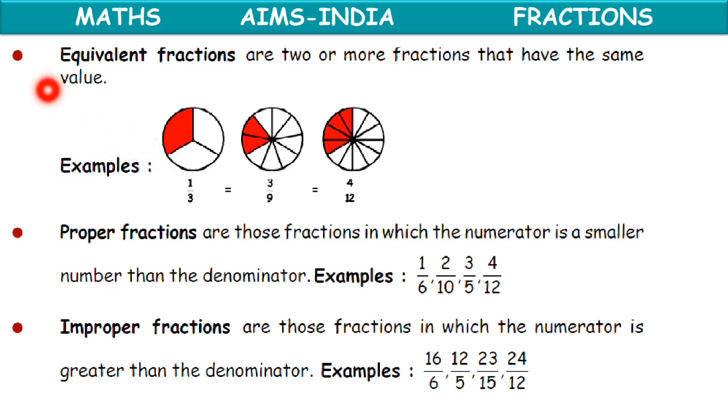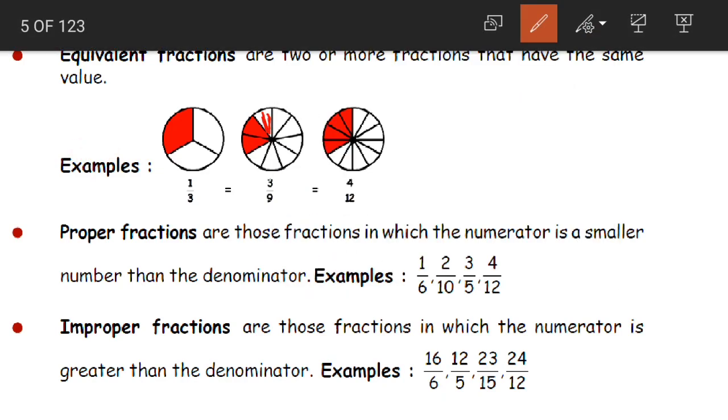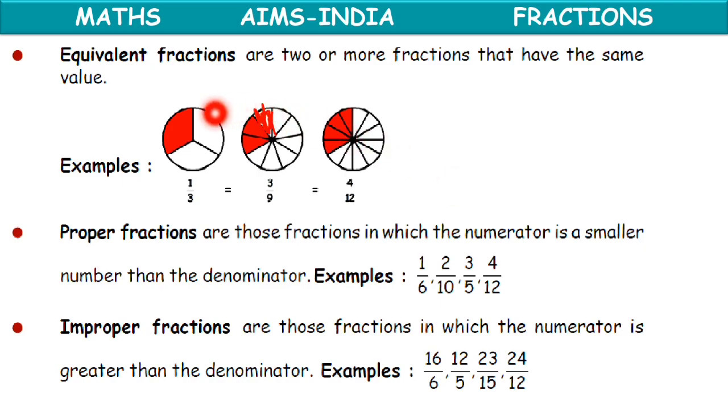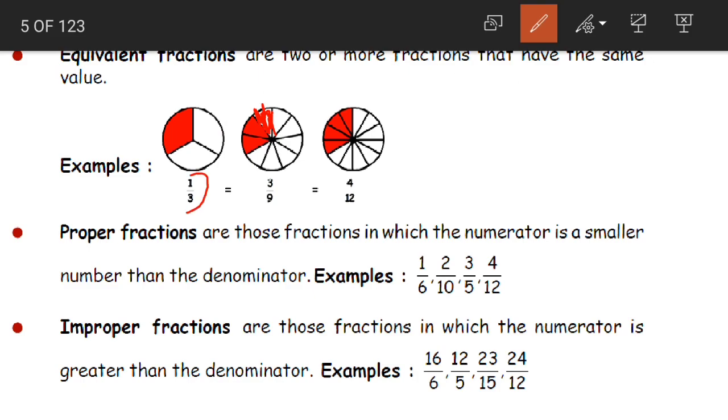Next, equivalent fractions. What is this? Equivalent fractions are 2 or more fractions that have the same value. Here it should be 3. 3 parts should be shaded. Okay. So what are they saying? When 2 or more fractions have the same value. What does this mean? Here we are having 1 by 3, 3 by 9 and 4 by 12. 1 by 3 is equal to 3 by 9 is equal to 4 by 12. We are having this sentence here, children.